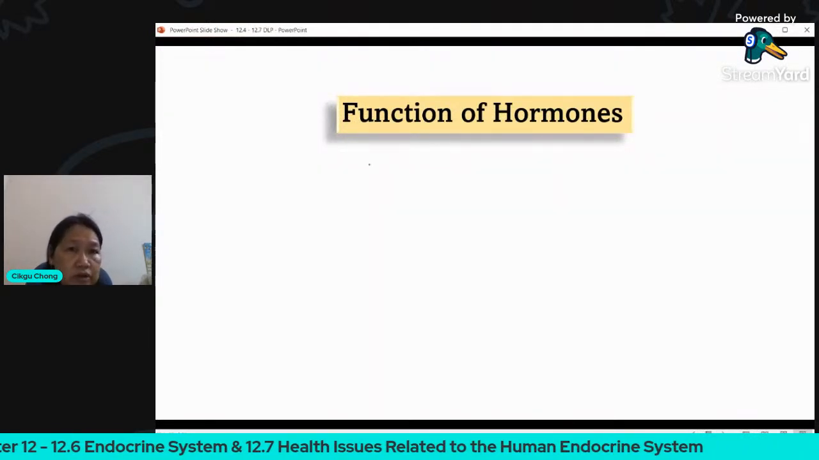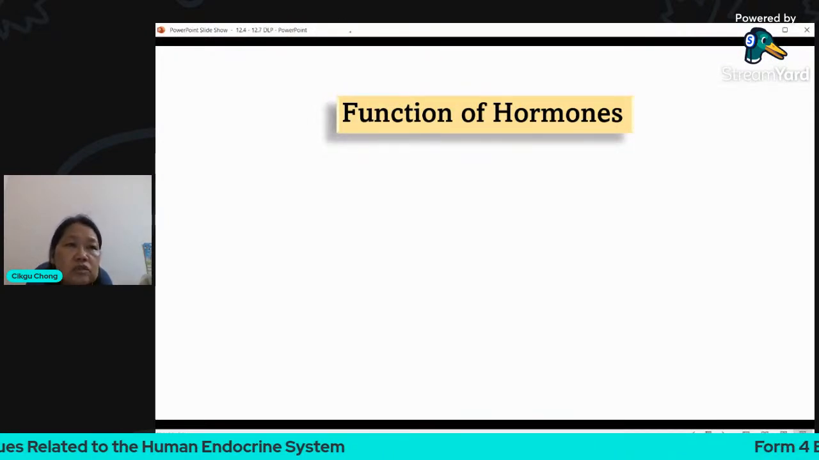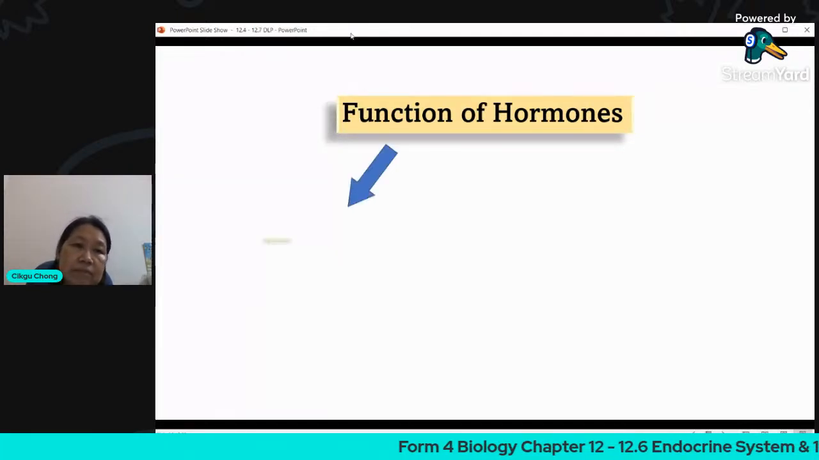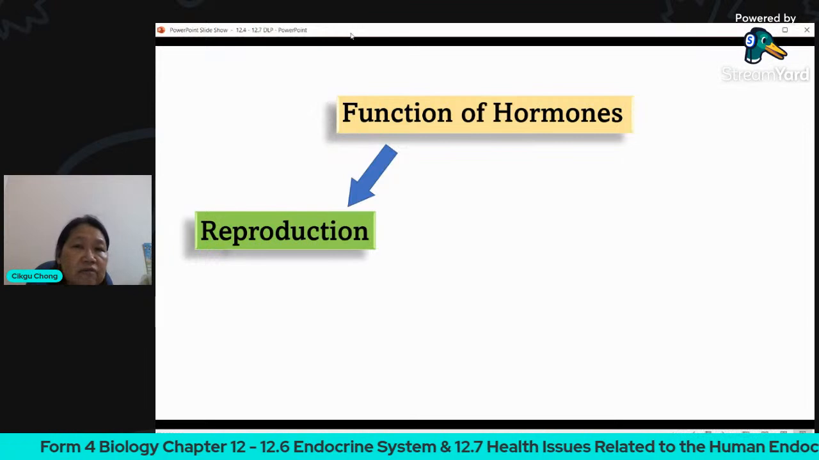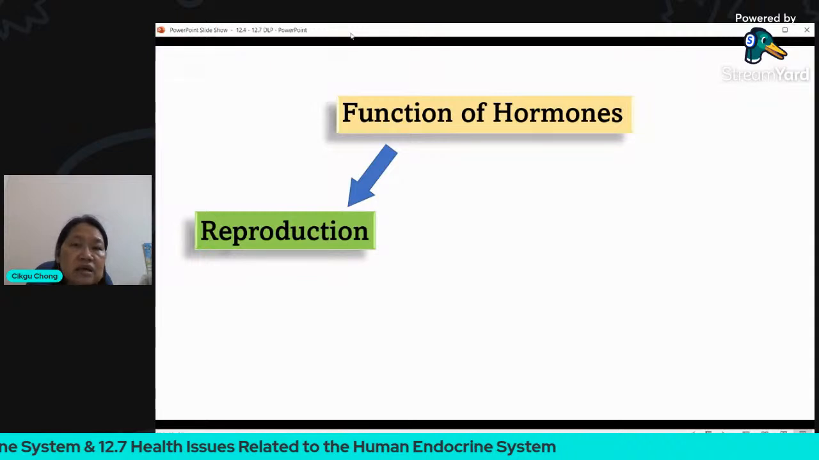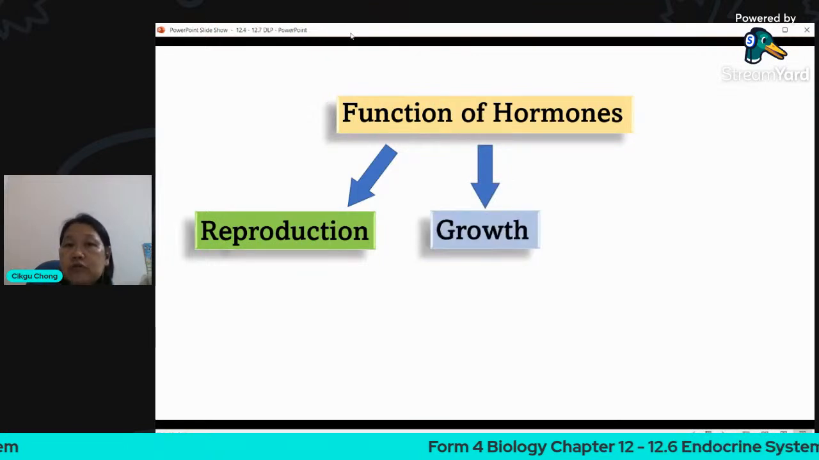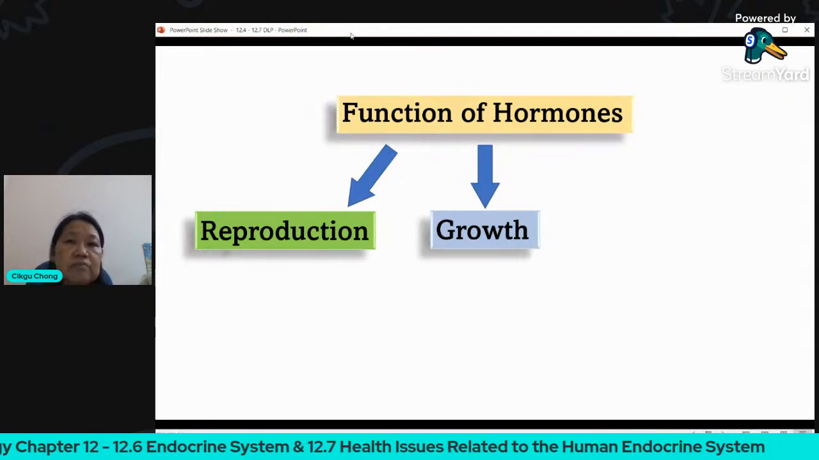Why are hormones needed in our body? What are the processes in our body that require hormones to help, or to be carried out? Examples would be reproduction. Sexual reproduction requires female hormones, also male hormones, and so on. Another aspect of the workings of the body is growth. Growth means that the organism is growing taller, growing bigger in size. That is called growth. It is triggered by hormones.